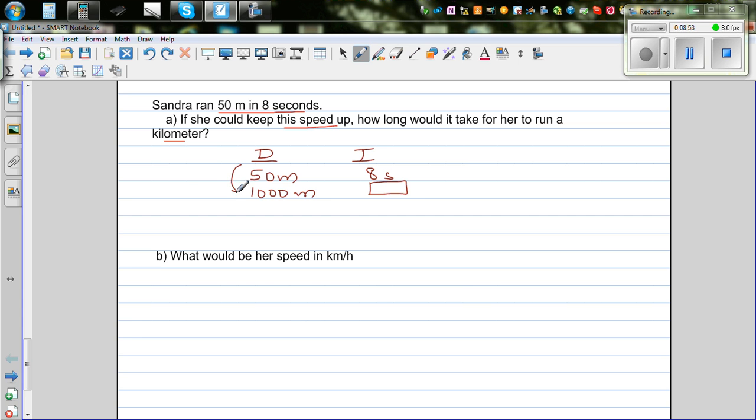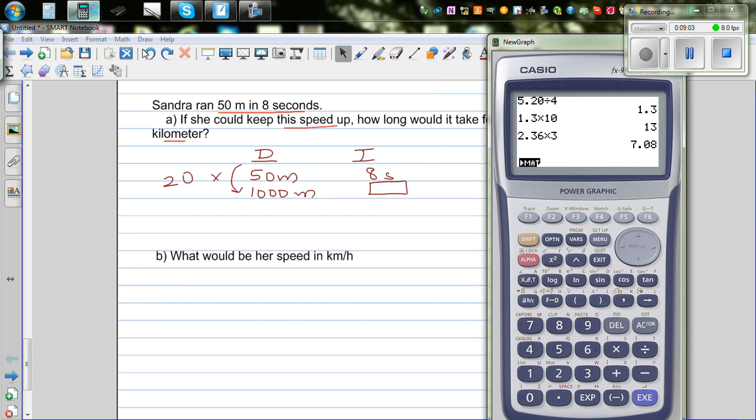50 times what is 1000? Well, 50 times 20, isn't it? So let's check that. If you want to find this number 20, you can go 1000 divided by 50. 1000 divided by 50 is 20. Or if you go this way, 50 times 20, you should always check, 50 times 20 is 1000.